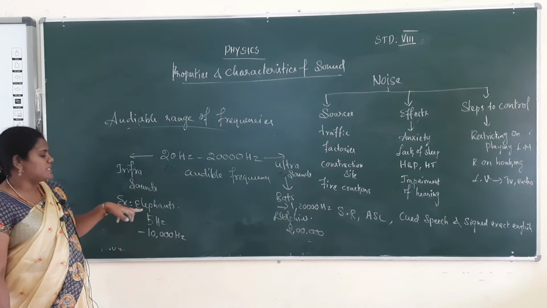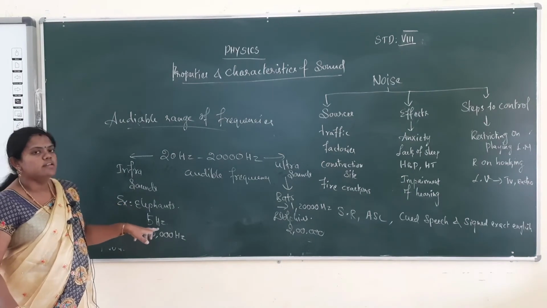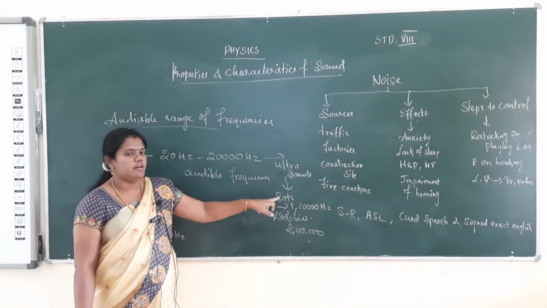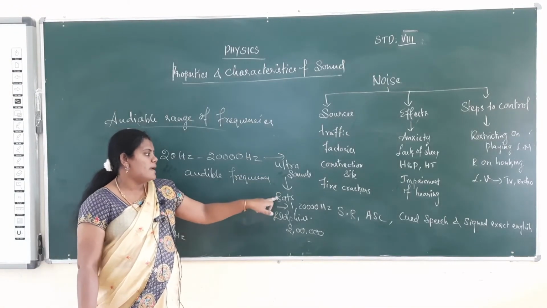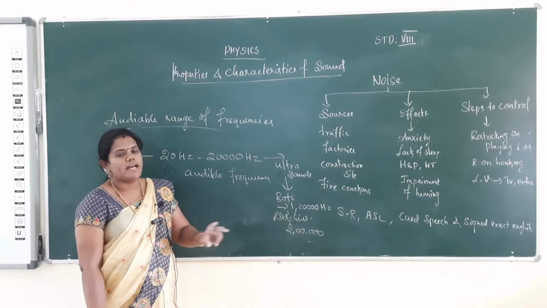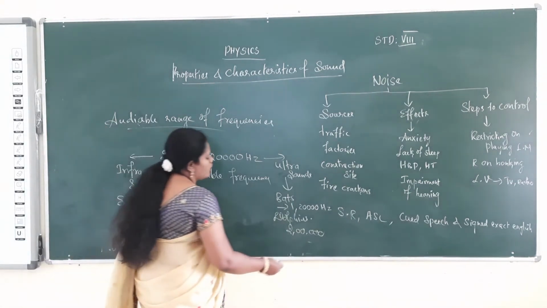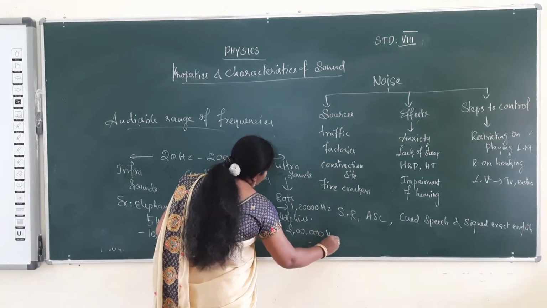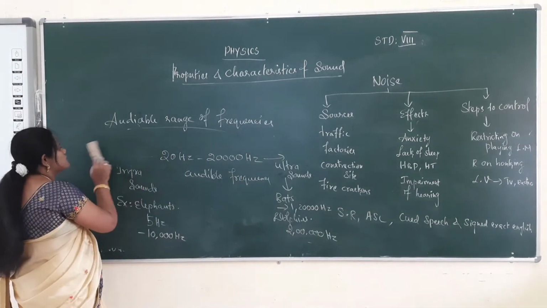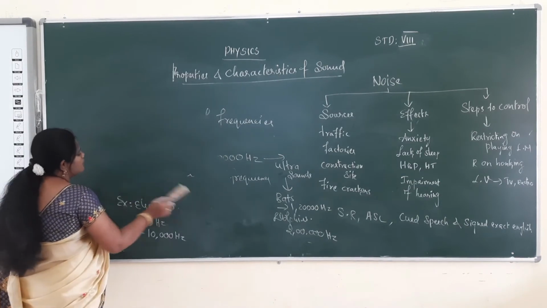Infrasounds, one example is elephants. Elephants can hear in the range of 5 Hz to 10,000 Hz. And then ultrasounds can be heard by bats and dolphins. Bats, 1,20,000 Hz, and dolphins, 2 lakhs Hz. Okay, so all these are audible, infrasounds and ultrasounds. Next we will go for music and noise.